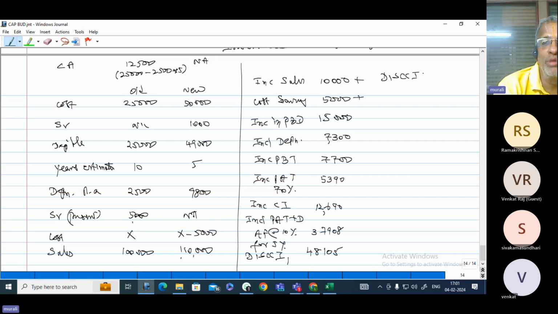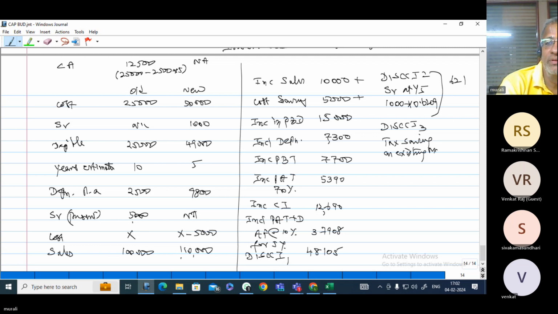Discounted cash inflow number 2 is going to be salvage value at the end of year 5. So how much is that? 1,000 into 0.6209, 621. Is that right? Then discounted cash inflow number 3, tax savings on existing machine. How come?